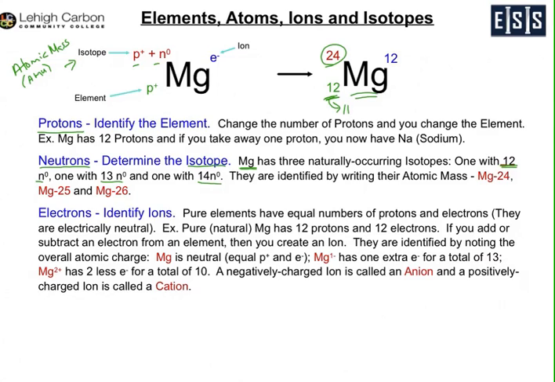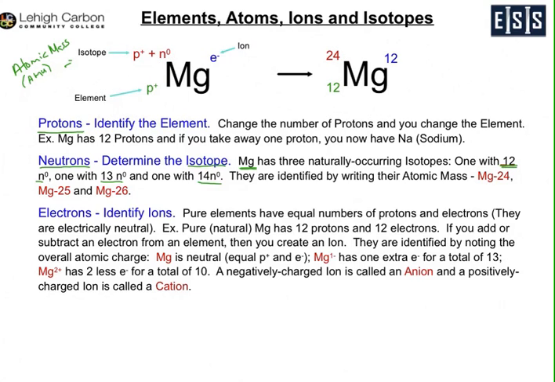Now remember again, if I change the protons, I don't have magnesium anymore. But if I change the neutrons, I can still have magnesium. And in nature, we found that sometimes you'll have either 12, 13, or 14. And so if you remember, you add the protons and neutrons together, get your atomic mass. So I'll clean this up a bit here.